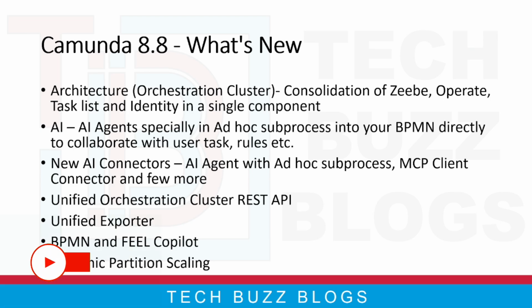Next, the unified exporter. In the older architecture, each component, Operate, Tasklist, everything, had its own exporters and importers. But in 8.8, there is a unified importer and exporter, which is nothing but the Camunda exporter, which takes care of all the exporting work now. No more separate exporters are required.